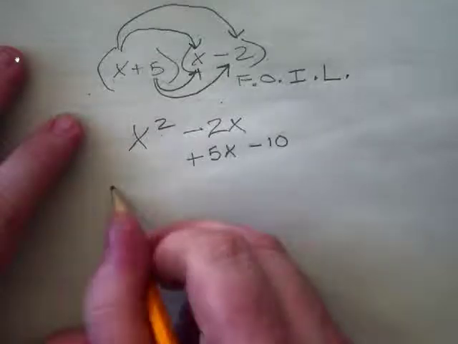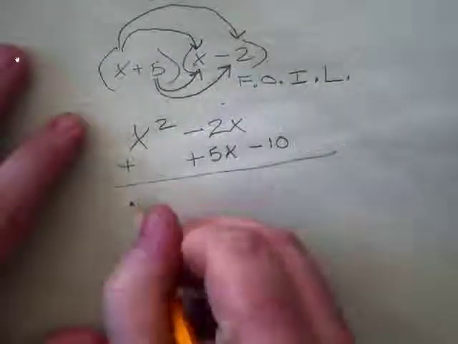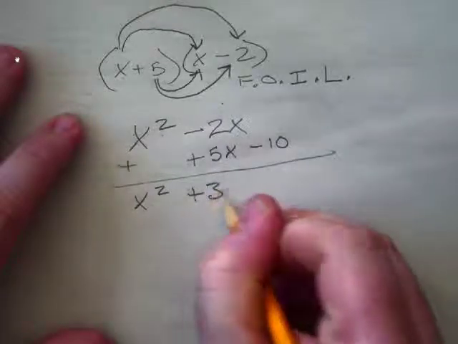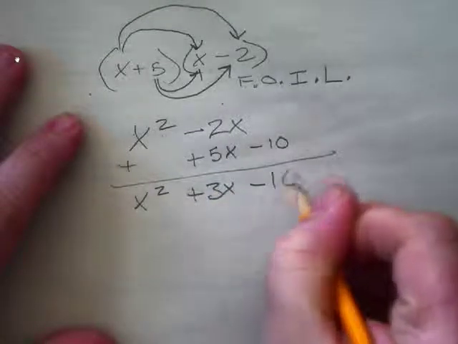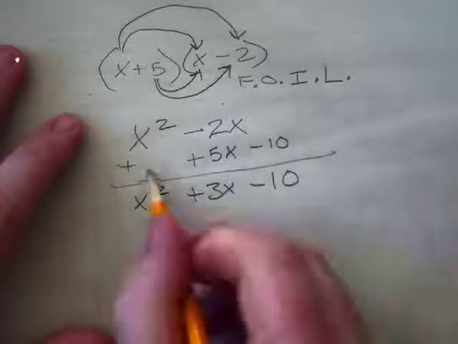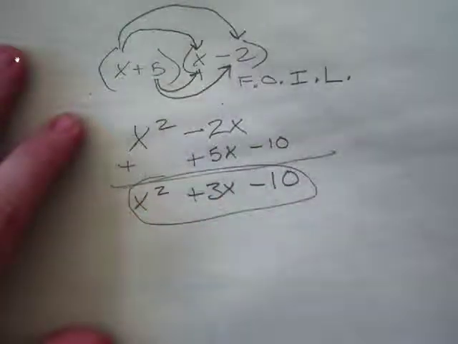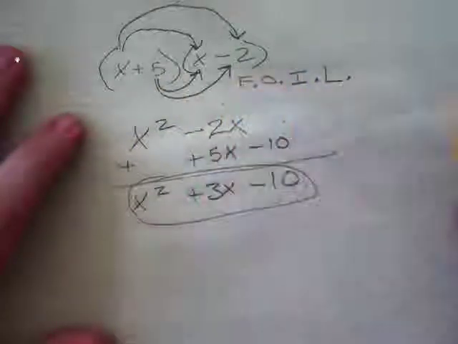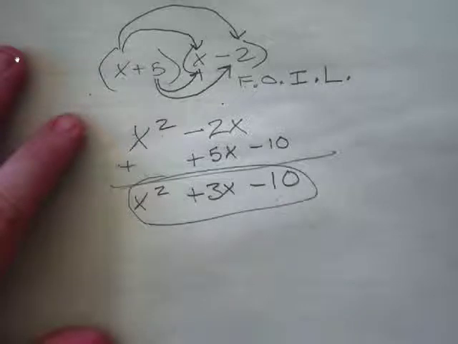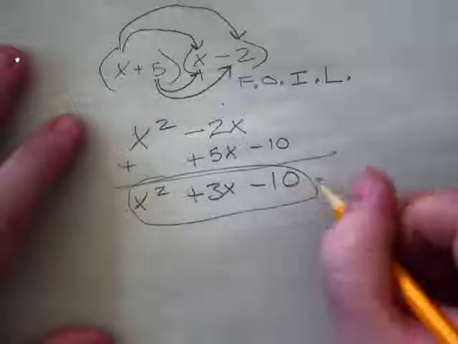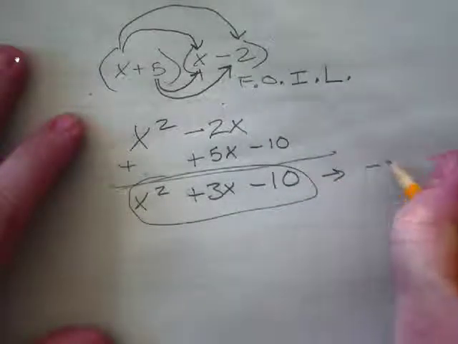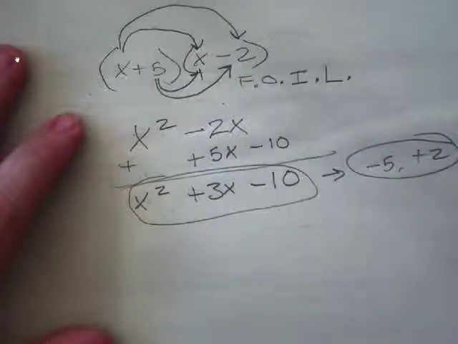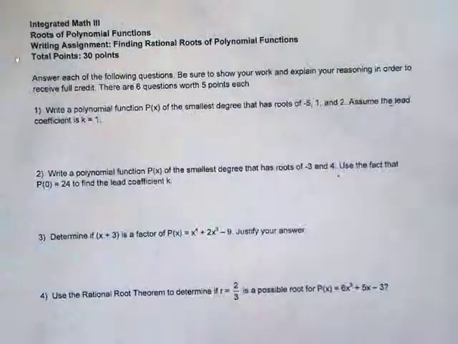And so now we just simply add these together and we get x squared plus 3x minus 10. And that's how you go from having roots, so the roots here would be the negative 5 and the positive 2, to having the actual equation. This equation has roots of negative 5 and positive 2. Those are the roots, or the factors down there.